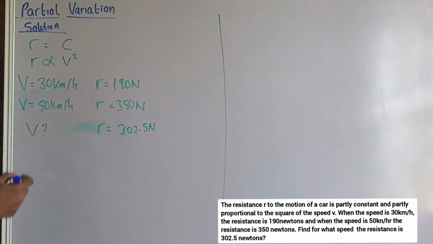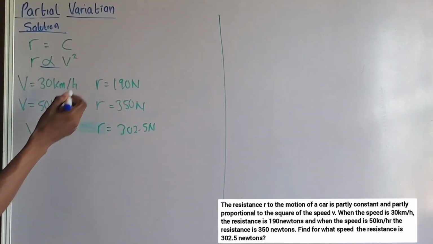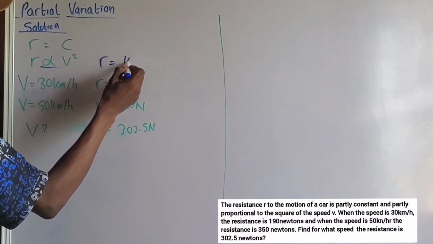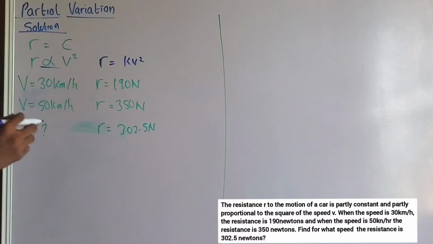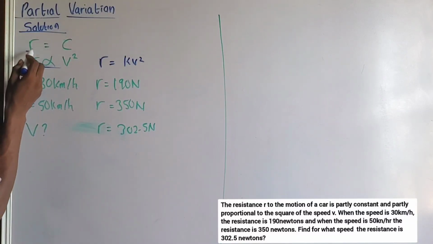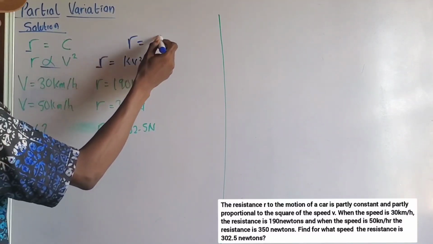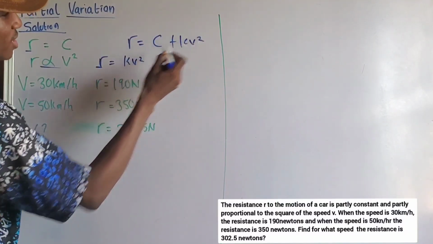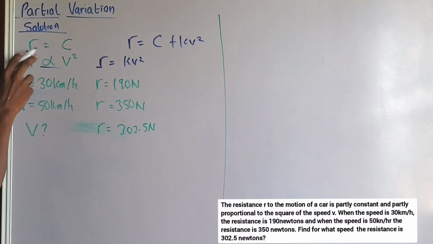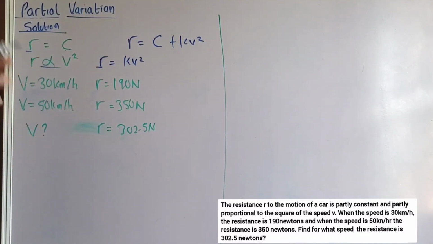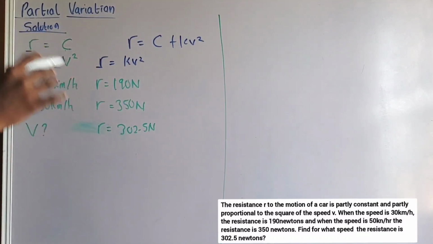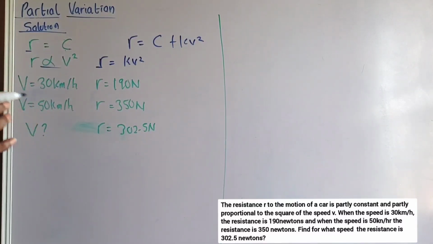Before we can do that, we first have to change this variation sign to an equals sign. So I'm going to have R equals kV squared. We have to write a single expression for R. If you missed our previous class, I've already explained. If you want to write a single expression for R, you are going to add this and this together. So R equals C plus kV squared. The same R is partly constant, that is, a part of R is constant and a part of R varies with respect to the square of another variable.